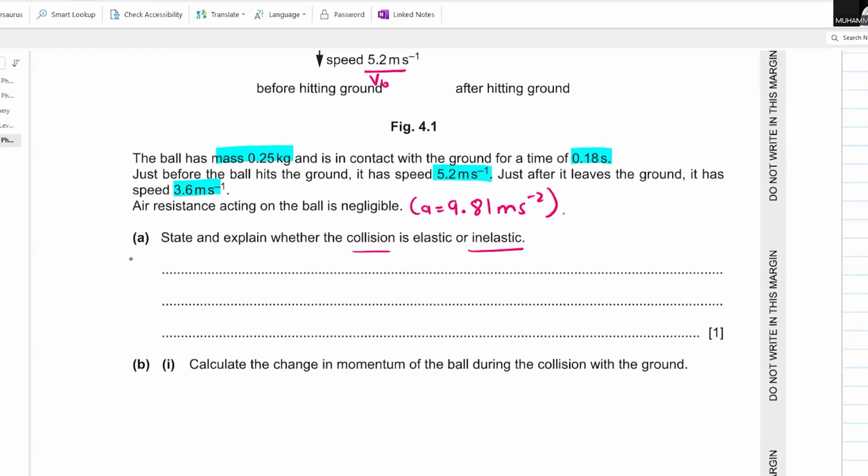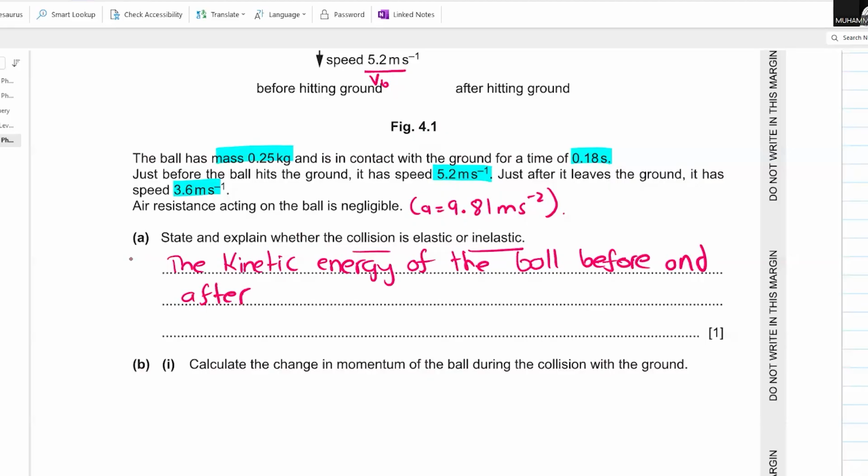You can write here: the kinetic energy of the ball before and after collision are not equal.